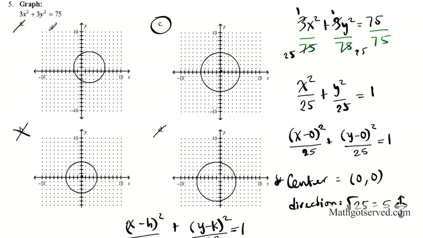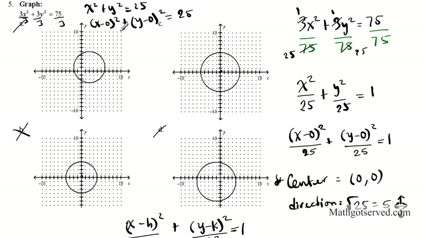Another way you can do this problem, let me show you, is you just notice that the coefficients are the same. You can divide everything by 3, and then you have x squared plus y squared equals 25, and then you can write it as x minus 0 squared plus y minus 0 squared equals 25. And you can clearly see that this is a circle with center 0, 0, and the radius is the square root of 25, which is 5. And that's consistent with option letter C. Okay? So 2 different ways of doing question 5.